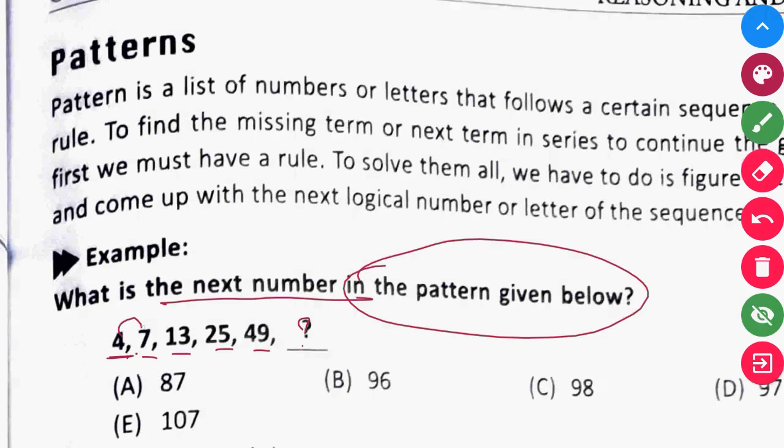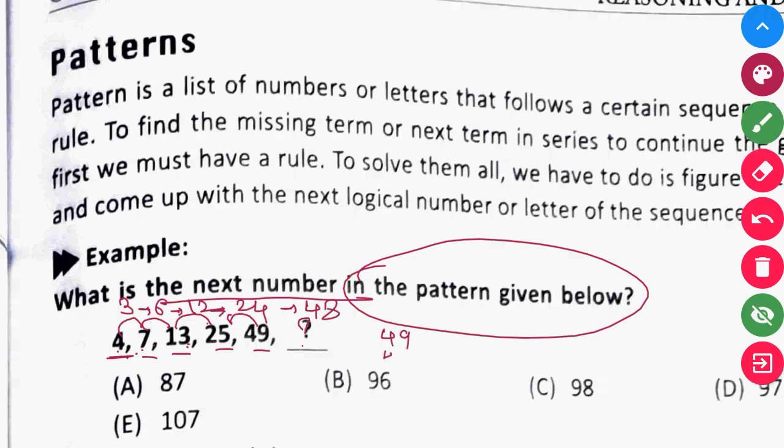Now you can see 4, 7, 13. What is the relation in between? So 7 minus 4 is 3. 13 minus 7 is 6. 25 minus 13 is 12. 49 minus 25 is 24. So the gap between numbers is increasing in double fashion. Means 3 twos are 6, 6 twos are 12, 12 twos are 24. Like this, for the next number the difference will be 24 twos are 48.